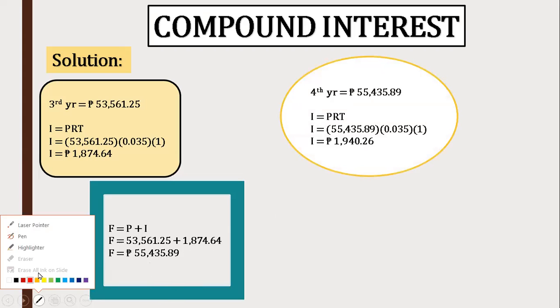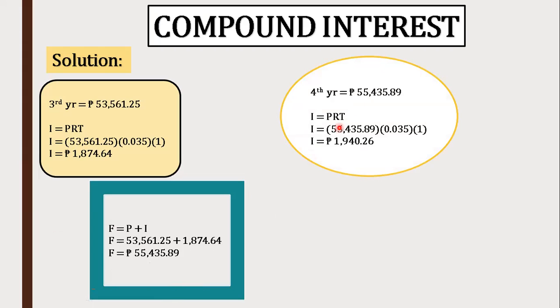Okay, for the fourth year, here you go. 55,435.89, which is the future value of the third year, right? We use that as the principal of the fourth year. Then we substitute the given PRT. Principal is 55,435.89. And if you're wondering, sir, why are we using I is equal to PRT all the time? Yes, because it's simple interest.